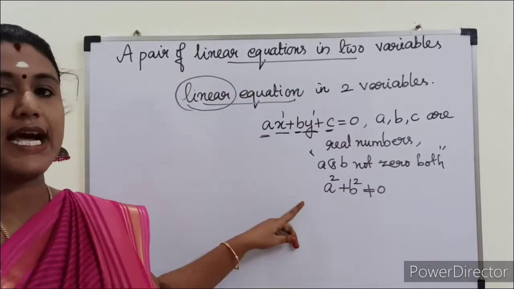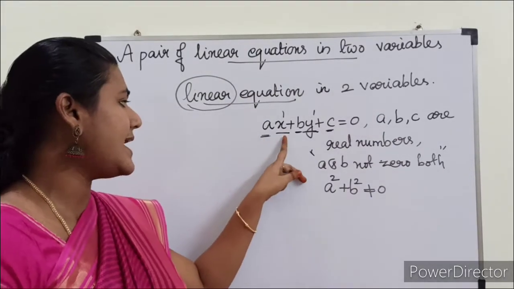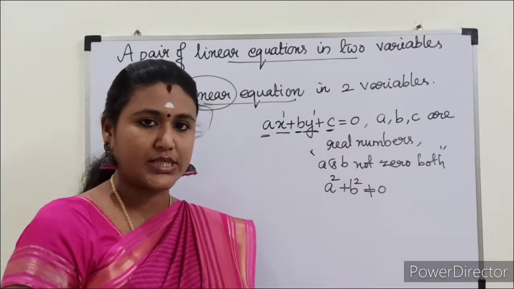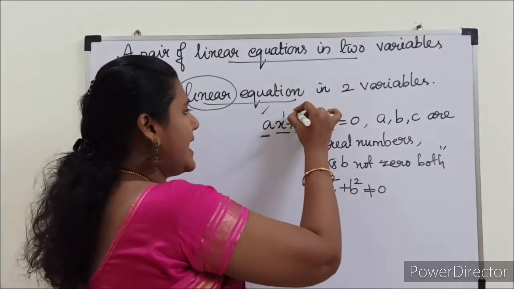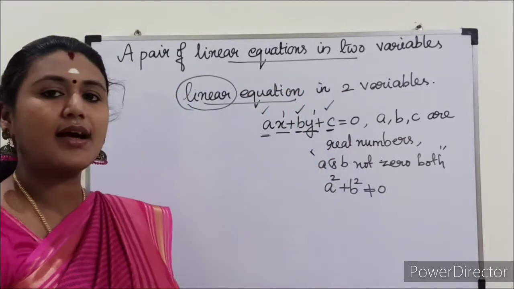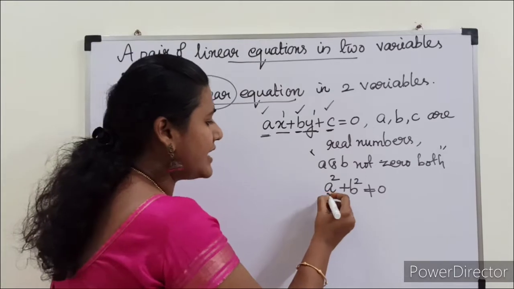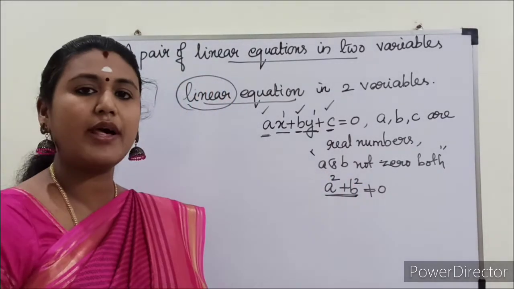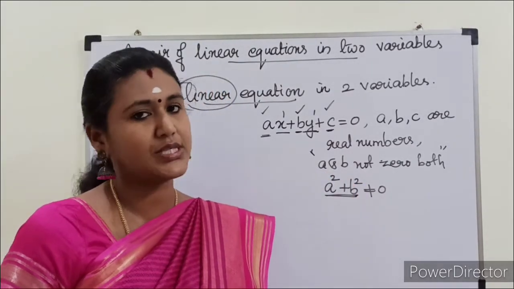So, this is the standard form of a linear equation, ax plus by plus c equal to 0, where these values a, b, c, the coefficients, are real numbers, and the next condition is a square plus b square not equal to 0.